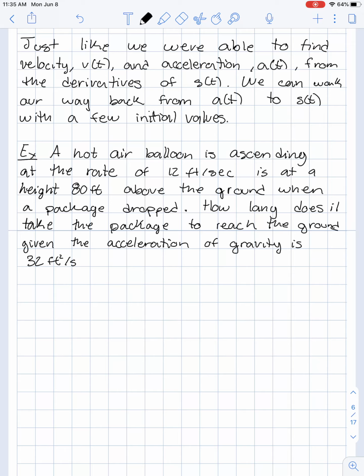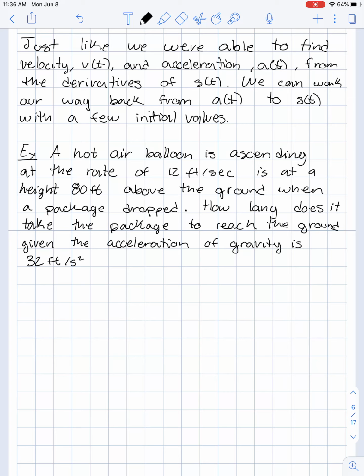An example that's in your book is that a hot air balloon is ascending, so going up, at a rate of 12 feet per second, which is a velocity, at a height of 80 feet above the ground when a package is dropped. How long does it take the package to reach the ground, given the acceleration of gravity is 32 feet per second squared? So that's an acceleration.